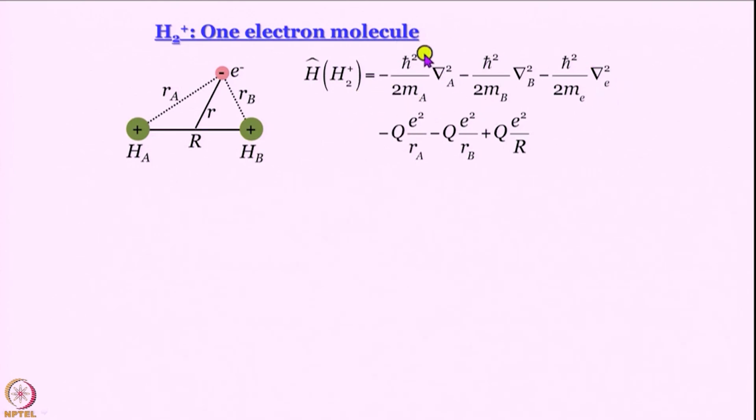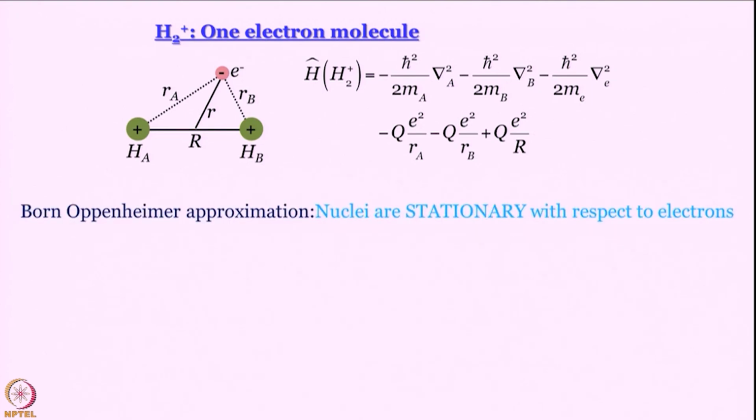First we write the kinetic energy term of the first nucleus, HA, then the kinetic energy term of the second nucleus, HB, then the kinetic energy term of the lone electron. The electron is attracted by both the nuclei, so there will be two attractive potential energy terms, and finally there is internuclear repulsion. Now before proceeding further, internuclear repulsion can be a potential problem. Fortunately that is taken care of by a very elegant approximation proposed by Born and Oppenheimer.